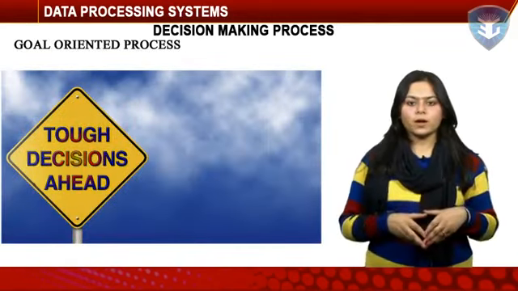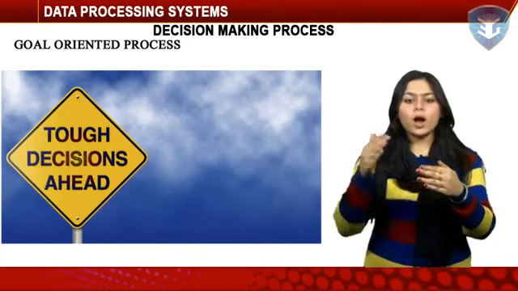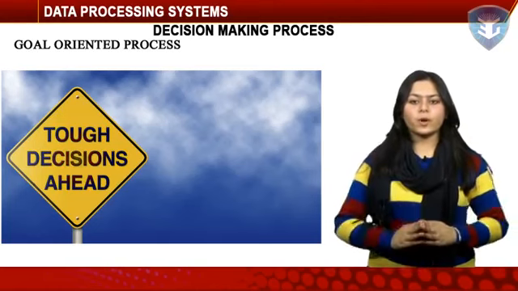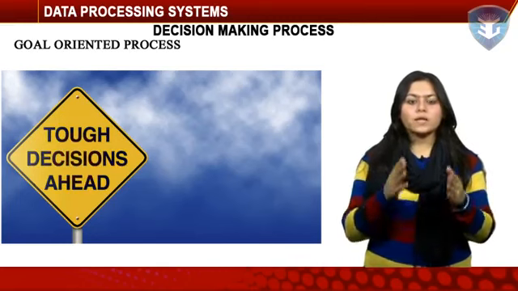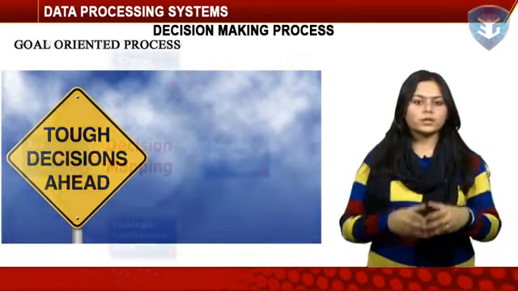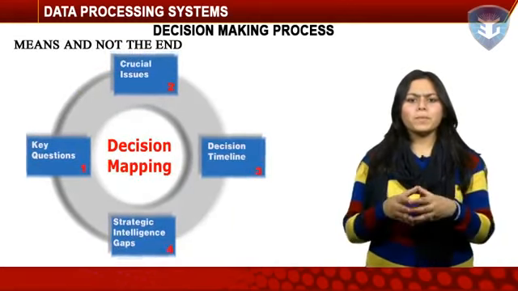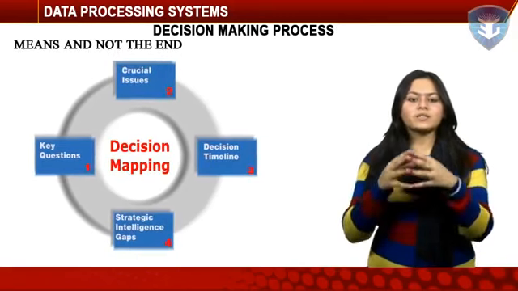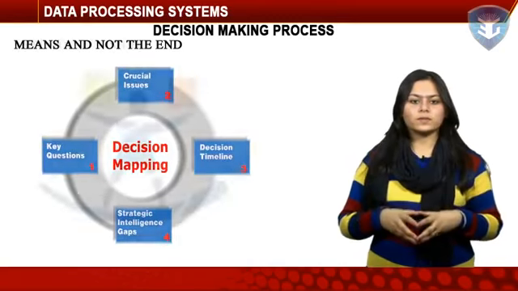Goal-oriented process. Decision making aims at providing a solution to a given problem or difficulty before a business enterprise. It is a goal-oriented process and provides solutions to problems faced by a business unit. Means and not the end. Decision making is a means for solving a problem or for achieving a target objective and not the end in itself.